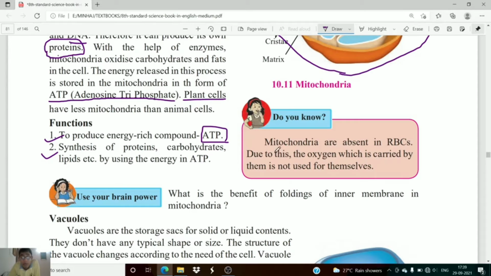Now we have to keep in mind that mitochondria are absent in RBCs, so you will not see this organelle in the red blood corpuscles. Due to this, the oxygen which is carried by them is not used for themselves. This is very important, because if mitochondria were present in the RBCs, then this organelle would have used the oxygen which is transported to the other cells via blood.